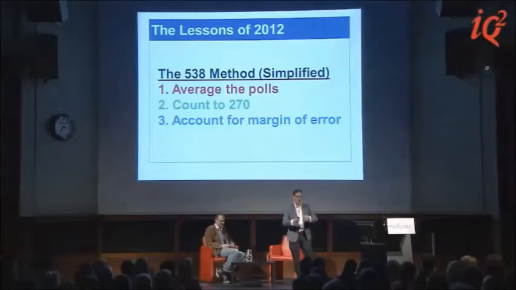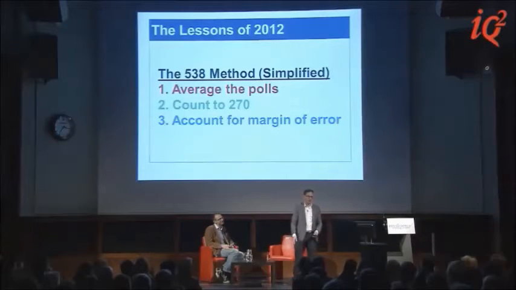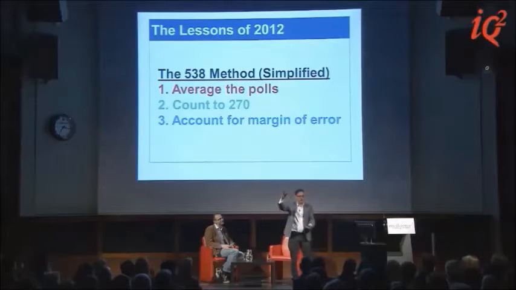That's how many electoral votes you need to clinch the presidency in the US, and then we make some effort to account for the margin of error. As you get closer to election day, there are fewer news events that can intervene, so the margin of error is reduced. But this relatively simple method caused an amazing amount of controversy and consternation and attention in the US.